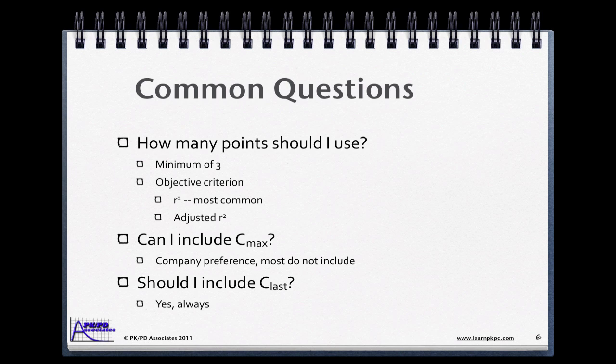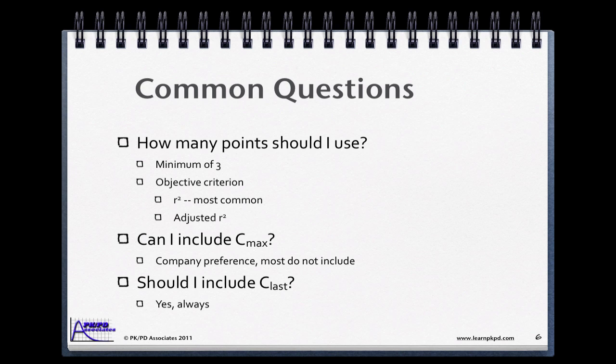A common question is about how many points should be used. A minimum of 3 points is required by all regulatory agencies. Health Canada actually requires 4 points for some studies. Thus, 3 is the minimum. You can use as many as you need, but you should employ an objective criterion to find the optimal number of points. Maximizing the R-squared is the most common and the easiest to calculate. Another option is to maximize the adjusted R-squared, which I will explain on the next slide.